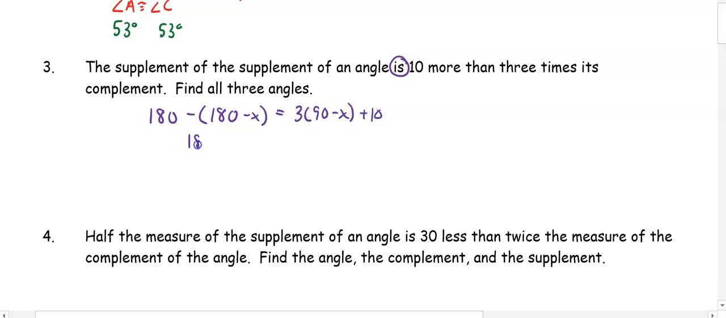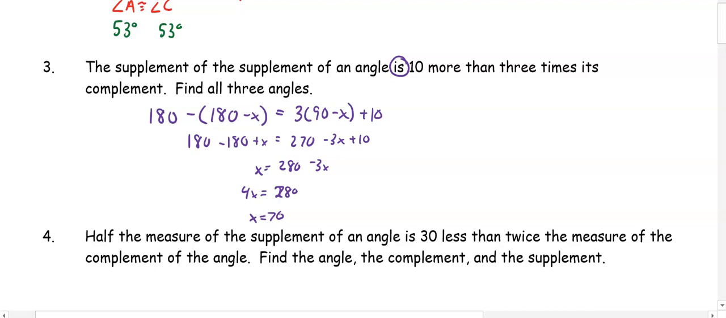So as we solve here, we get 180 minus 180 plus x is equal to 270 minus 3x plus 10. As we combine like terms, we get x equals 280 minus 3x. We can add 3x to both sides, so 4x equals 280. We divide, x is 70.